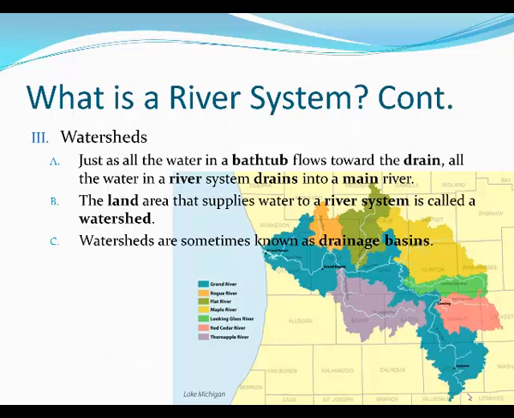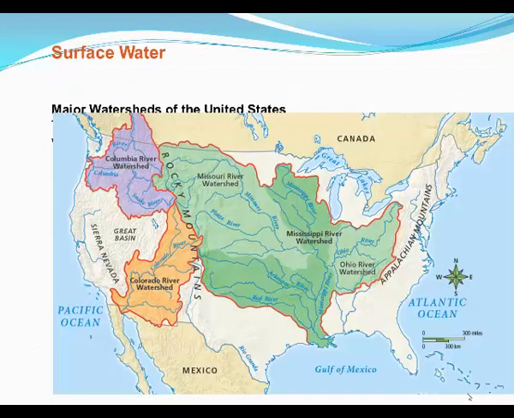You'll see the yellow area is actually the Maple River watershed, and the Maple River watershed eventually dumps out into the Grand River. And there are a number of other smaller watersheds that are part of the larger Grand River watershed. Some other major watersheds found in the United States: the Mississippi River watershed, the Columbia River watershed in the Pacific Northwest, and the Colorado River watershed.